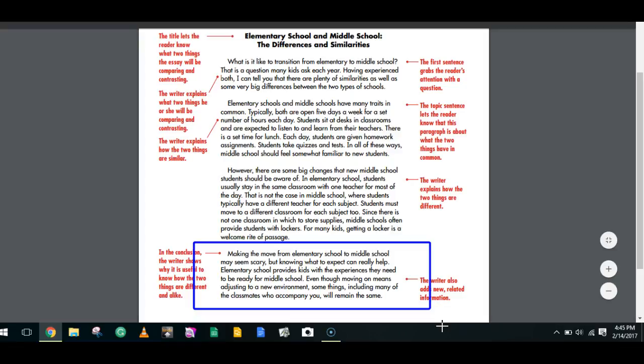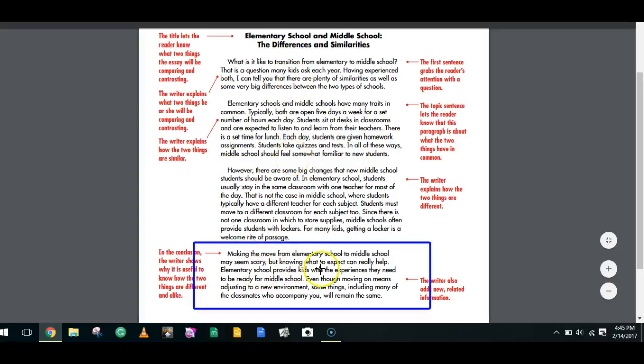So in our concluding paragraph, we find that the author gives us even more reasons for why they wrote this particular essay. In the introduction, we find out they wrote it simply because they wanted to compare middle school and elementary school. But when we get to the conclusion, we find out they want to actually help future elementary students who are going to make the transition from elementary to middle school overcome some potential fears. And so what are some things that they identify to help the student say, hey, you're ready for this?